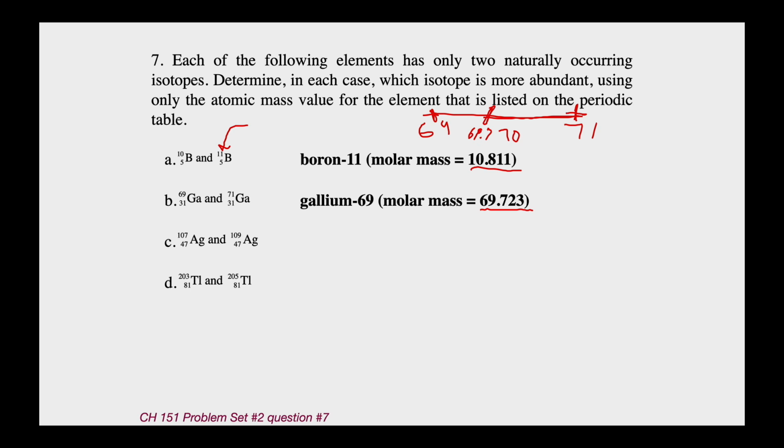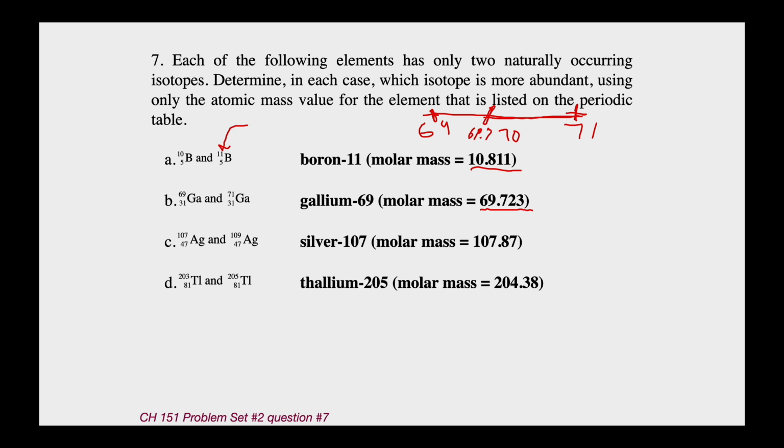Now, silver is the next one, 107.8. Again, if it was 50-50, 107 and 109, then that number on the periodic table would be 108, but it's 107.8. That's closer to 107 than 109. I would call silver 107 more abundant. And then finally, for thallium, which is, by the way, a nasty poison, pretty crazy. Anyway, thallium, if you look on the periodic table, thallium is 204.38, all right? And 204.38 is closer to 205 than 203. I would predict thallium 205 is more abundant.